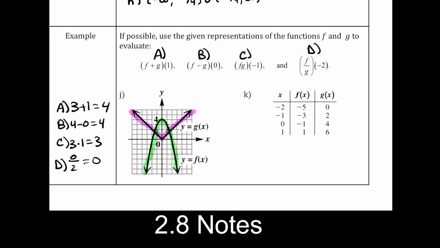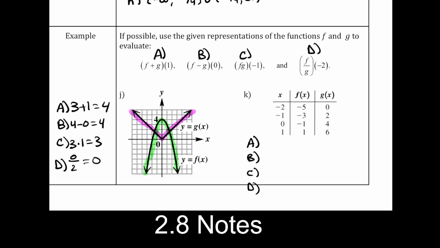Okay, for part K, the same exact thing is going to happen. It's much easier on this side because the numbers are right there in front of you, right? Because as you look at this table, this is your x value. This is your function evaluated at this x value, right? So negative 5 is just f of negative 2. That's the idea here. 0 is just g of negative 2. And so as I do this, right, maybe pause me at this point, try this one, and then resume me.